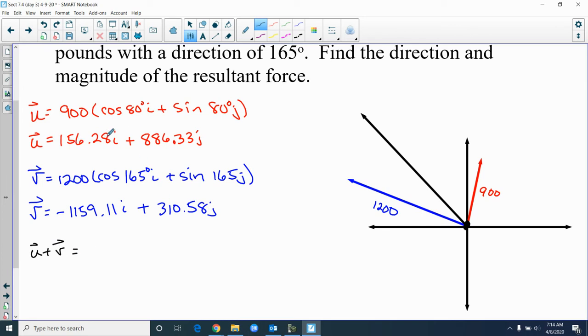All right, so if you do 156.28 minus 1159.11, I got negative 1002.83 i. And then I got plus 1196.91 j. What quadrant is that in? I know we have it drawn over there, so you kind of get it, but don't even look over there, because that's a negative and that's a positive. This has to be in quadrant 2. Okay, that's going to be important when it comes to finding our direction.